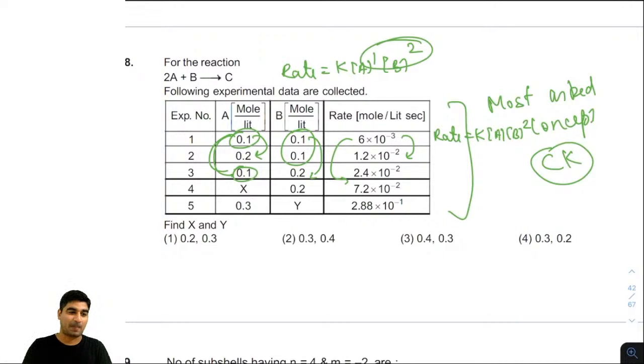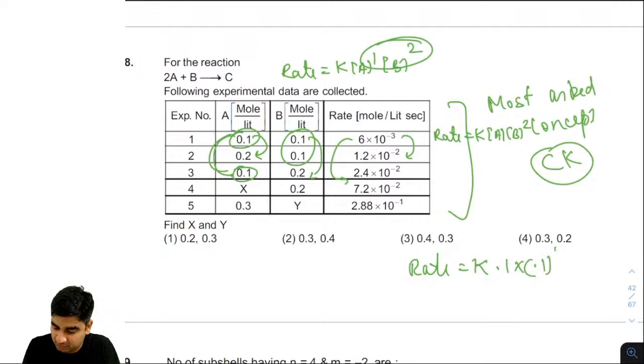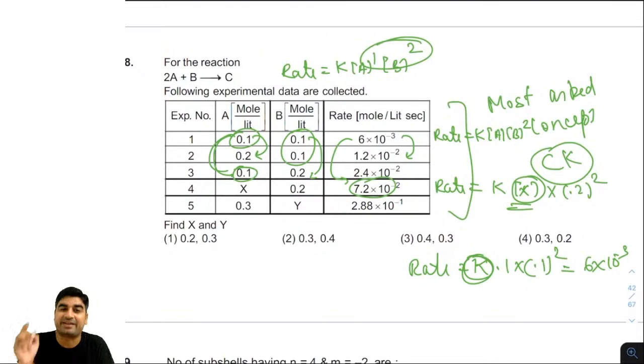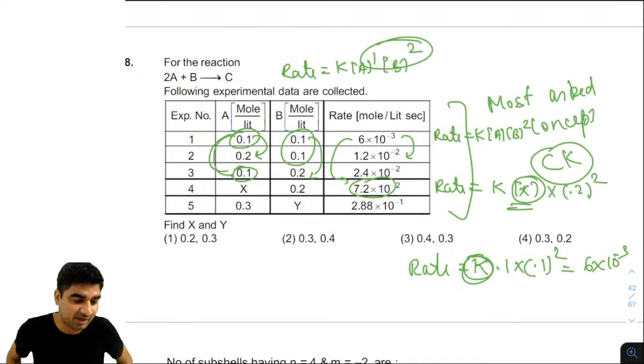Okay, guys, just look at it. So once you put it in, okay, let me solve it. Rate is equal to K times concentration of A, which is 0.1, and 0.1 squared. From here you will get the value of K. So when you write the expression for the rate, you know the rate and you know K. Here you will get X and 0.2 raised to the power 2. So from here you can get the value of X. Right, guys?